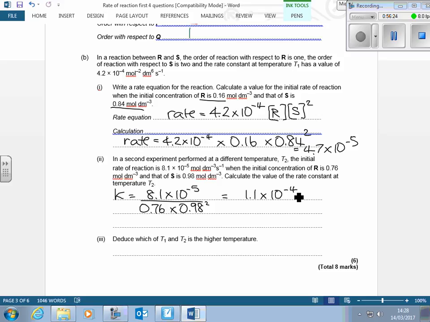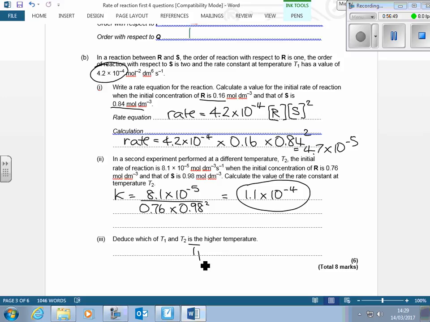Okay, which of T1 and T2 is the higher? Well, I've lost T1. K for T1 was up here, which is bigger than that. So T1 is higher, because increasing the temperature increases the rate constant.